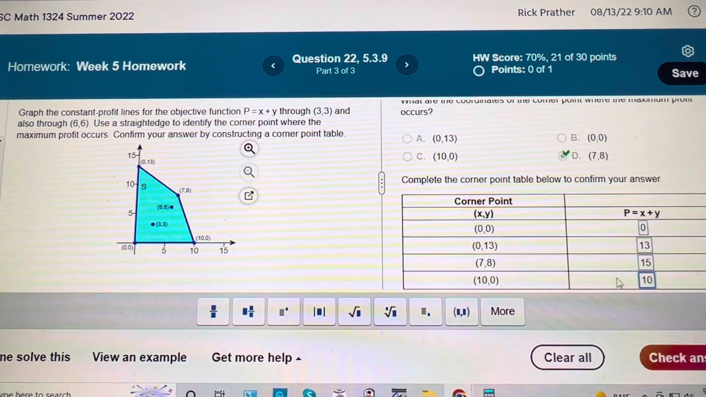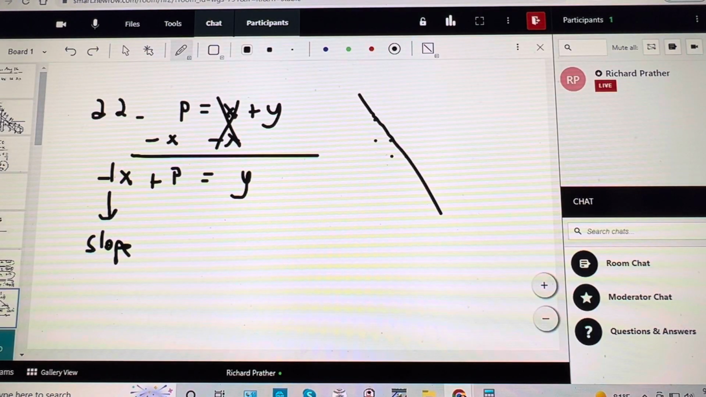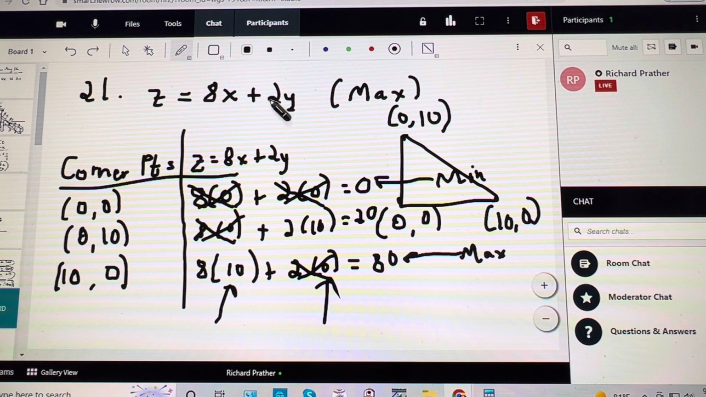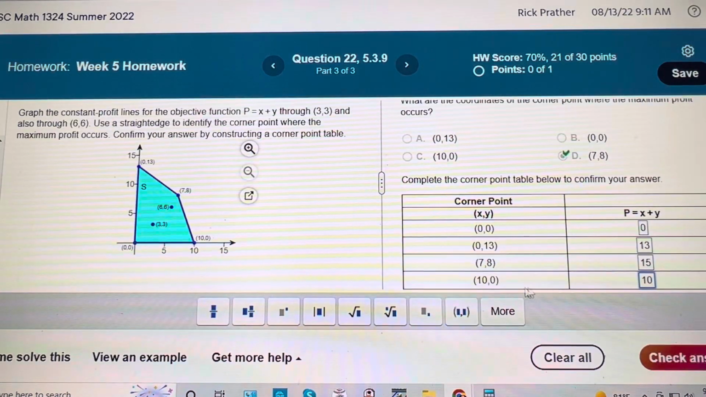So remember last time, what did they have? Last time they had 8x plus 2y. Then you have to do a little bit more calculating. But if it's just x plus y, you're literally just adding the 2 coordinates together. So yeah, 7, 8, that did have the maximum answer.